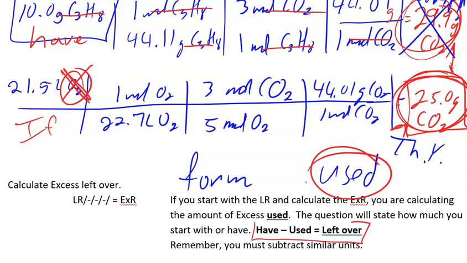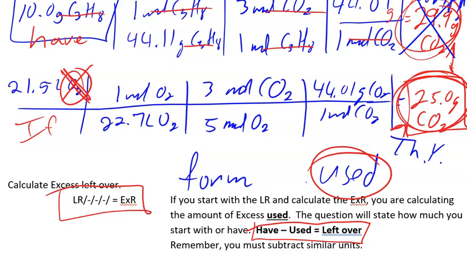So what you do is you have the "have." How much do we start off with? They're going to tell you in the problem. We're going to subtract out the used. We're going to get the used going through the 4 boxes. And then you subtract those to be left over. If you're subtracting the two amounts of the same reactant, they also have to be the same unit. If they're not the same unit, it won't work.